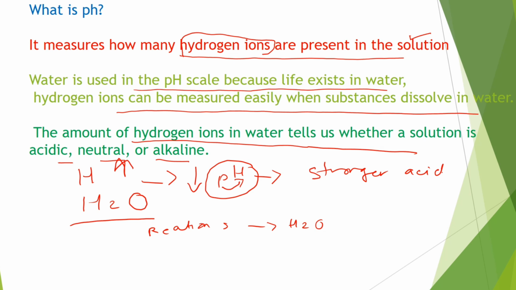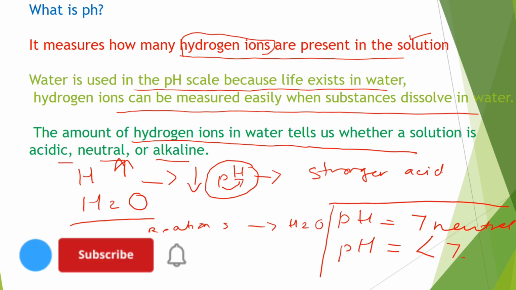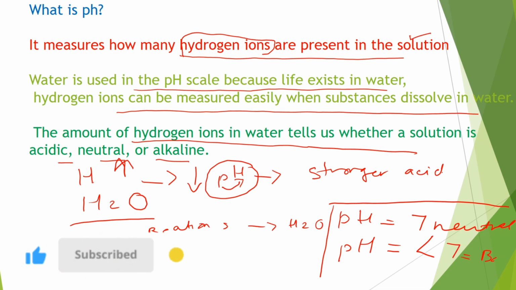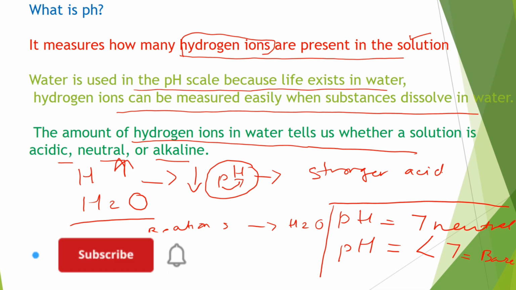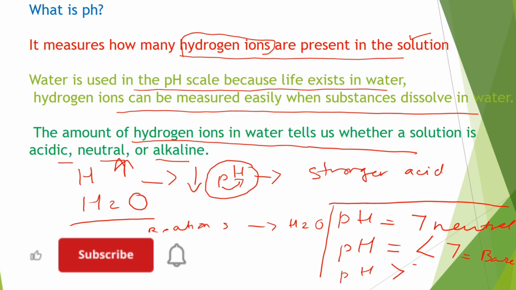There are some very important points regarding pH, as you have studied in your earlier classes. If pH is equal to 7, it will be neutral. pH greater than 7 will be a base or alkali. If pH is less than 7, then it will be an acid.